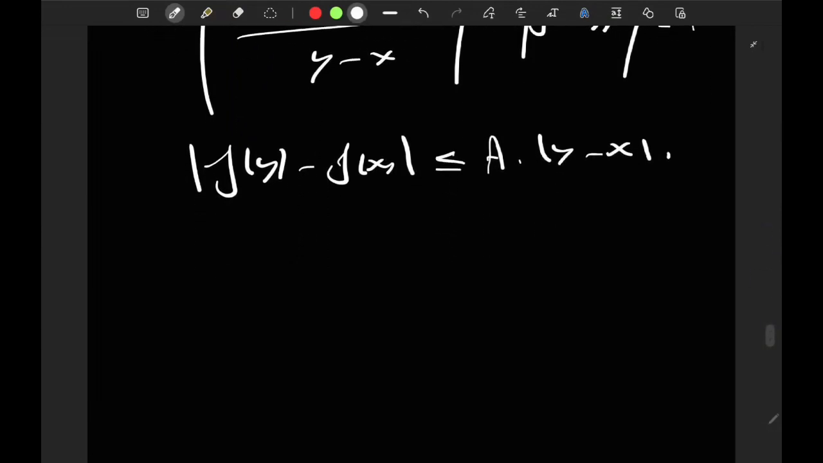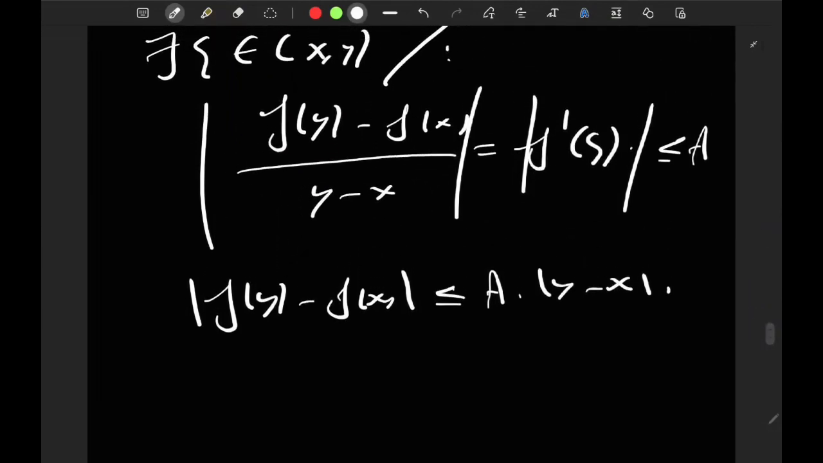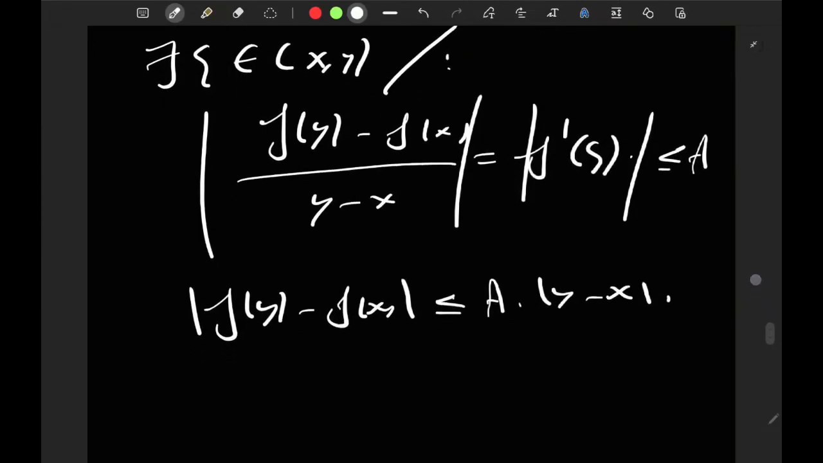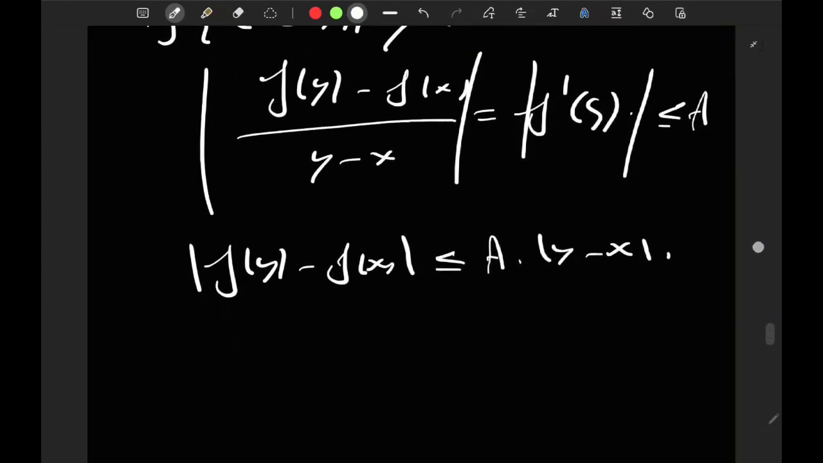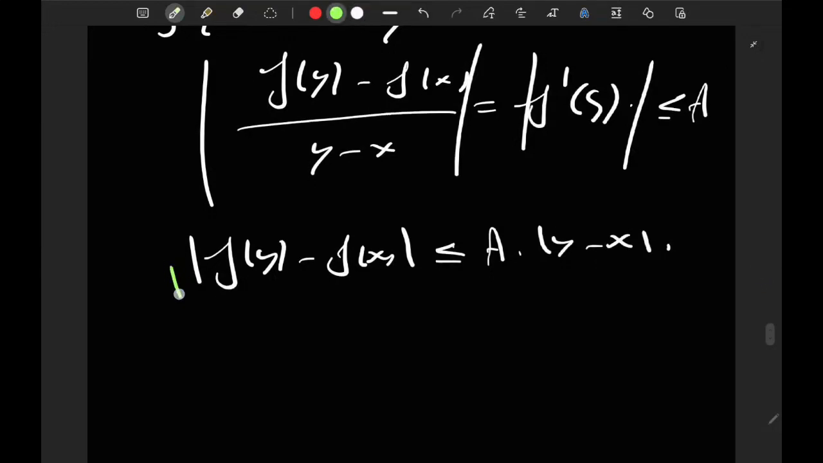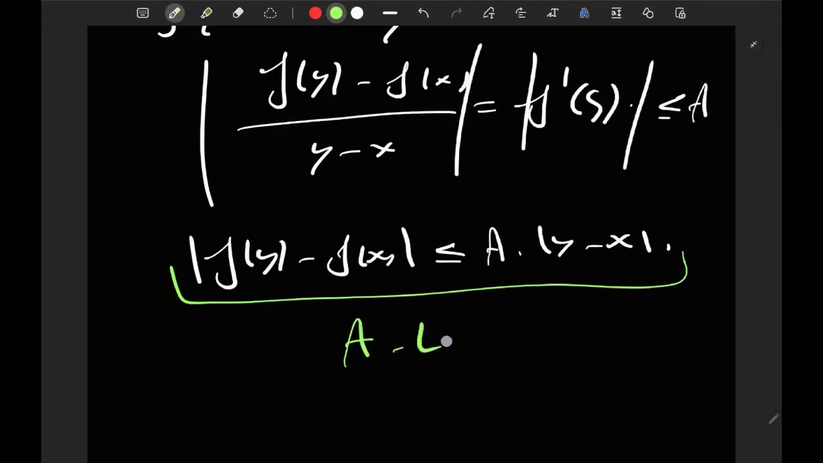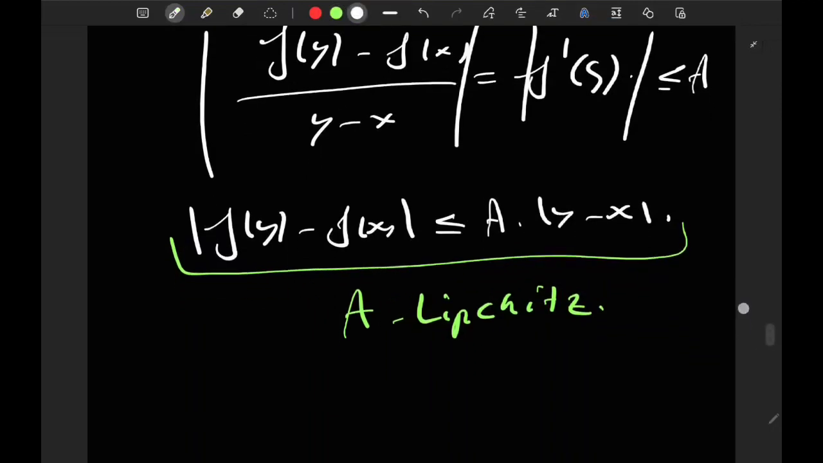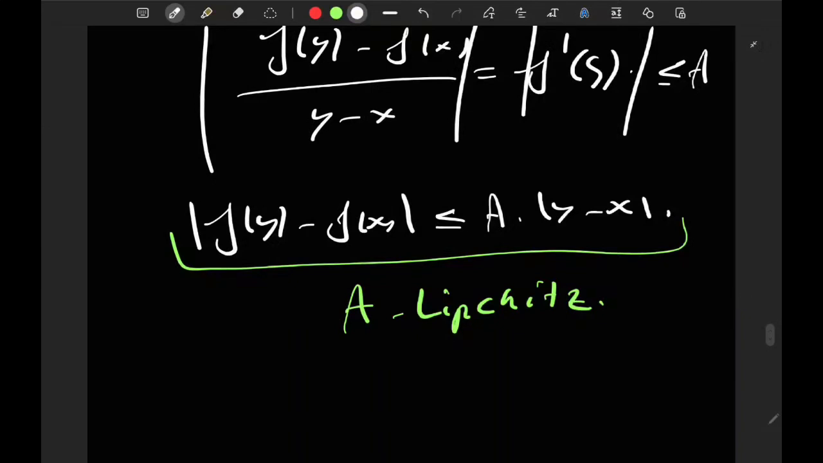Now, I do not really have a very ready reason for why things are done this way, unless you know what a Lipschitz function is. This thing here is known as the Lipschitz condition, and a would be the Lipschitz constant. So you say this function is Lipschitz. If you're familiar with Lipschitz functions, you know that you can get many things from such an inequality, in particular the fixed point result.